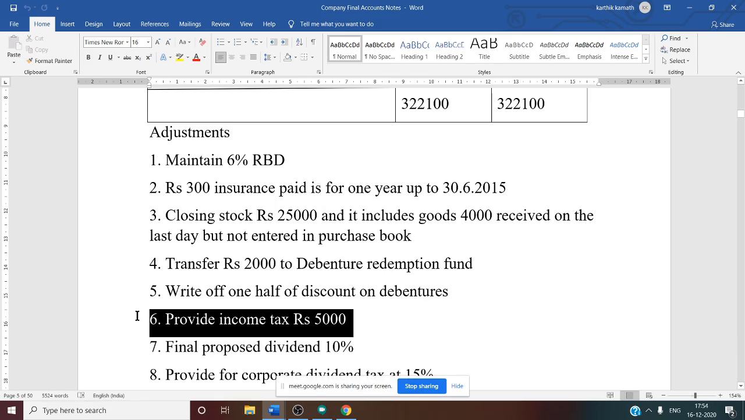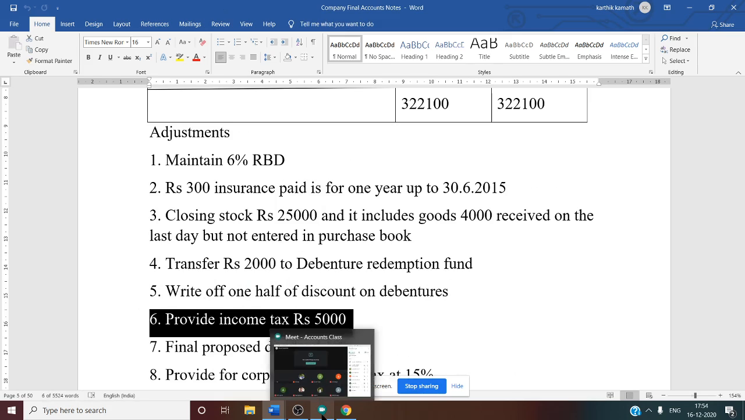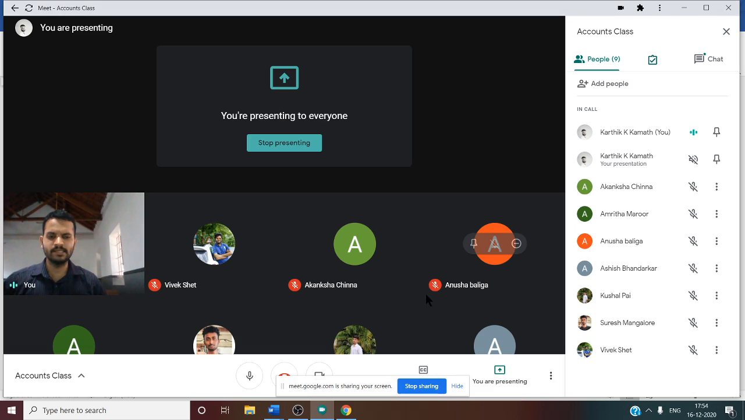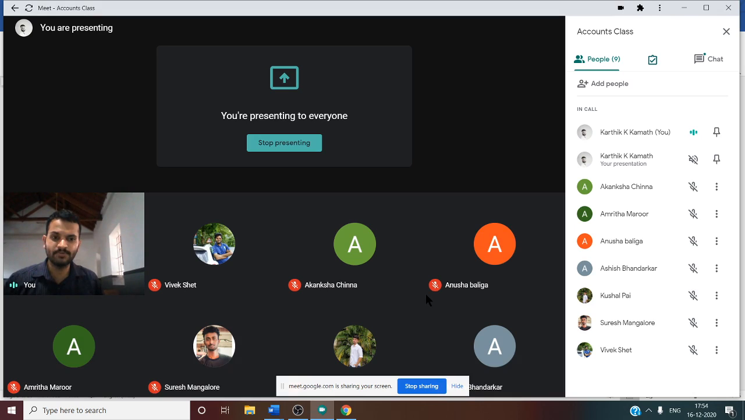Then provide income tax 5,000. What do you mean by this one? Provision of income tax 5,000 means it is a tax expense. It is a tax provision. So now two times you have to show, because it is an adjustment item. Whenever it is an adjustment item, two times.